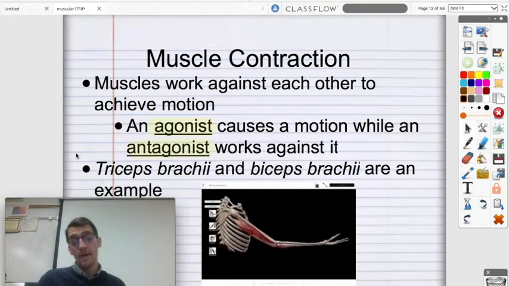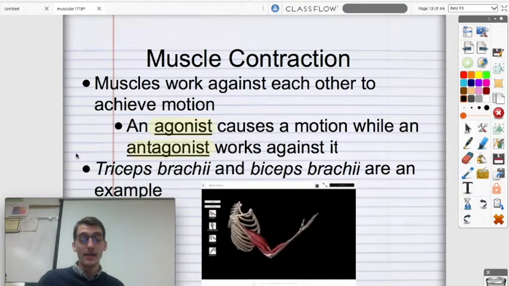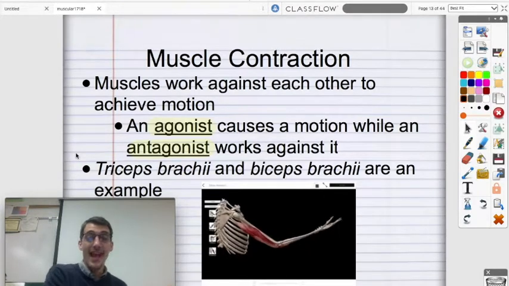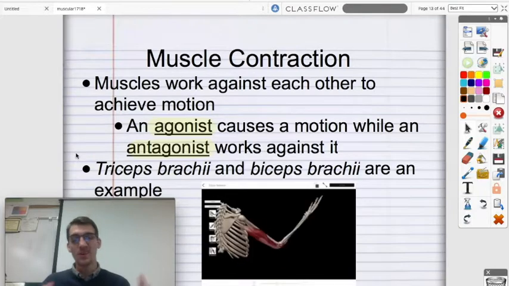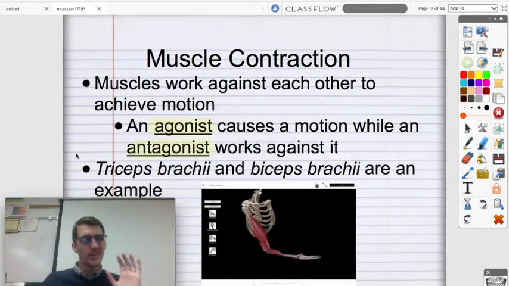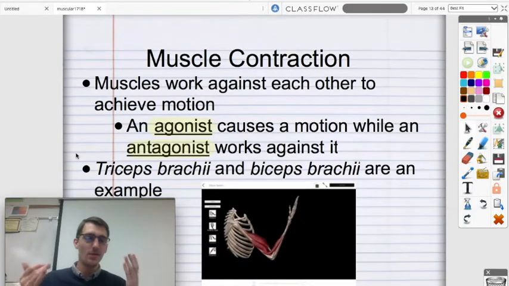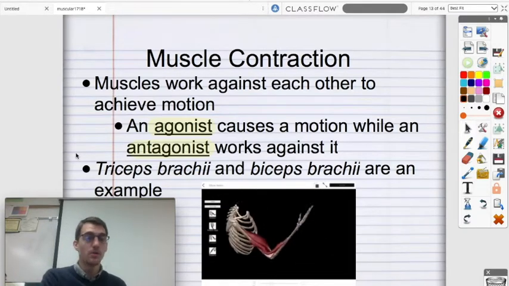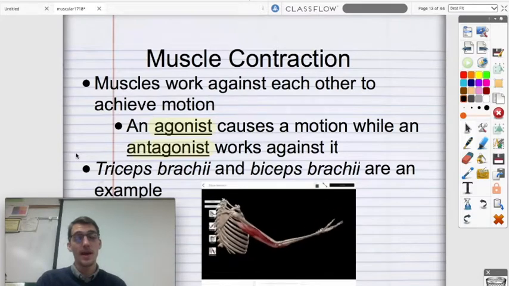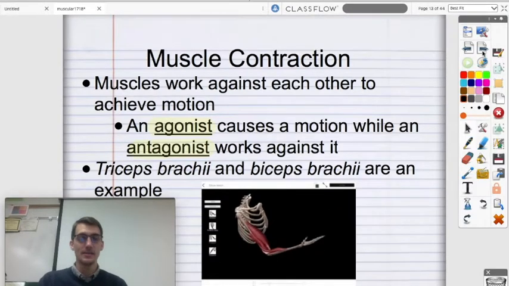The triceps brachii and biceps brachii are examples of an agonist, which causes a motion, while an antagonist works against it. I don't really like that wording all that much, but you get what I'm saying. They're doing opposite things to achieve one particular motion. So biceps and triceps are agonist and antagonist.